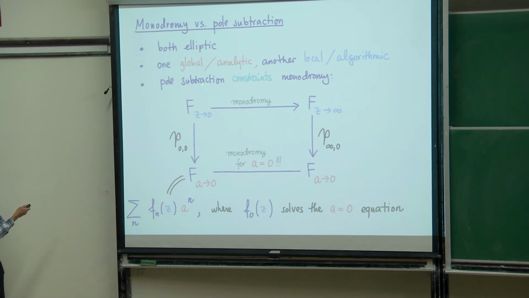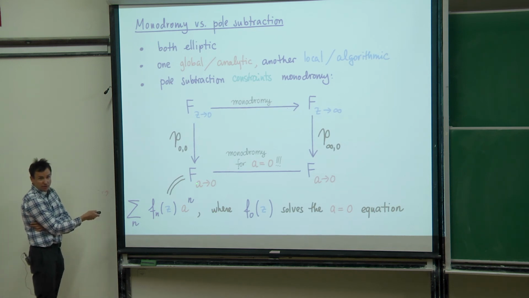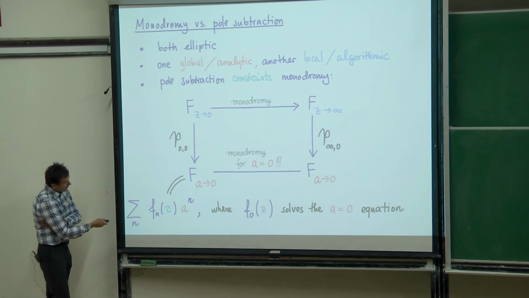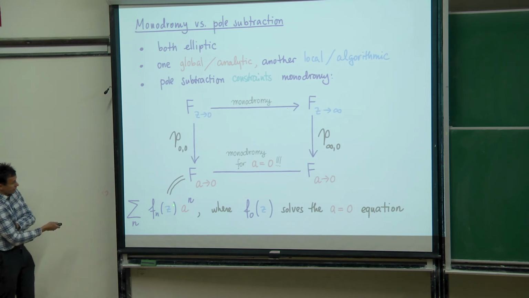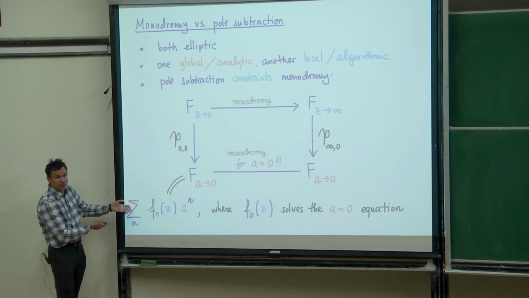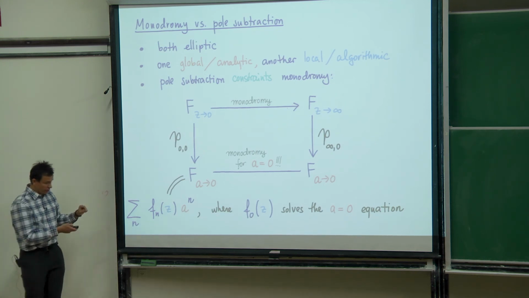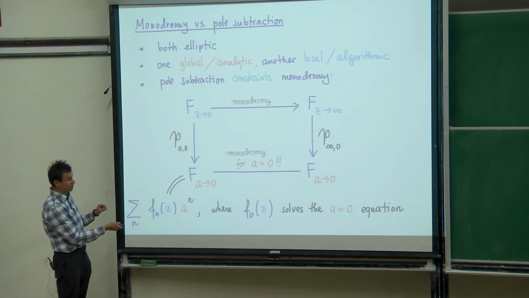Instead, what I can do is use my pole subtraction matrix to convert it to a solution near a equals 0. What's the solution near a equals 0? Well, it's some series of this form, where the zeroth coefficient in this solution, that's the original term. That solves the equation in the very degenerate case of my equation, namely when a equals 0.